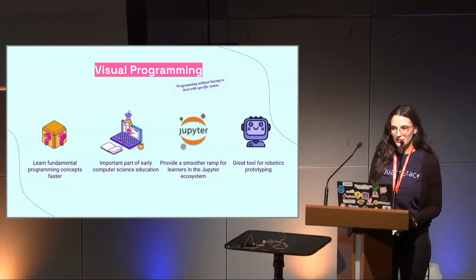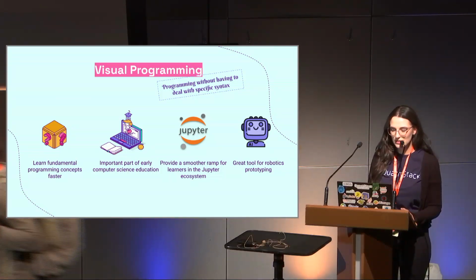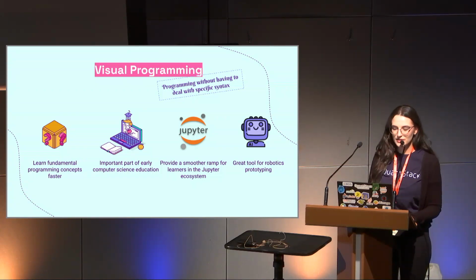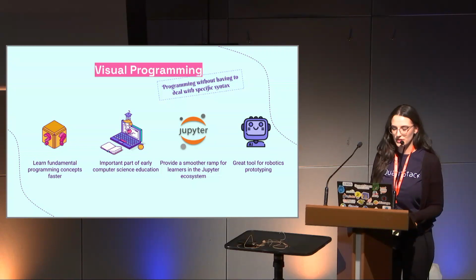So, without having to go into a very complicated definition, visual programming is essentially just programming without having to deal with specific syntax. So you don't have to worry about a mistake in Python or a misplaced semicolon in C++ and get fixated on these sort of syntax errors that can be quite an impediment when you're a beginner. And you can just focus on developing your algorithmic thinking and learning fundamental programming concepts way faster, which is a very important part of course, early computer science education.